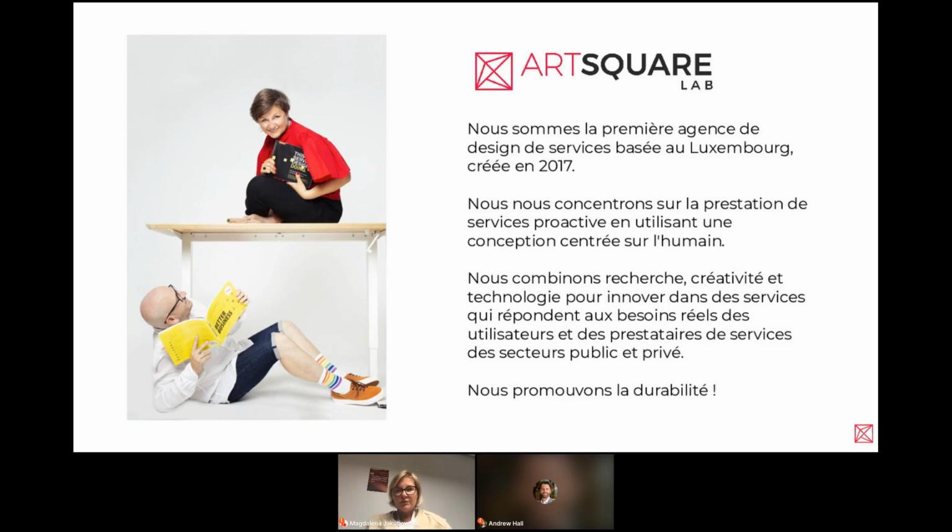As I already mentioned, 5 years ago, together with my colleague, we set up the Art Square Lab. We are the first service design agency here in Luxembourg. Service design means that we are not focused on product design, but on services. So we develop new services, or we fix services that are already in place, but somehow do not work.